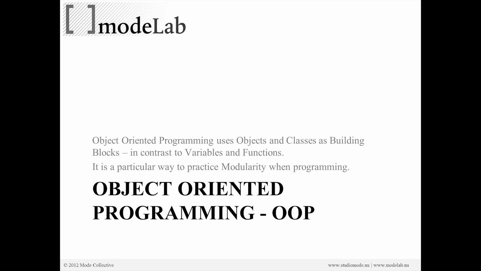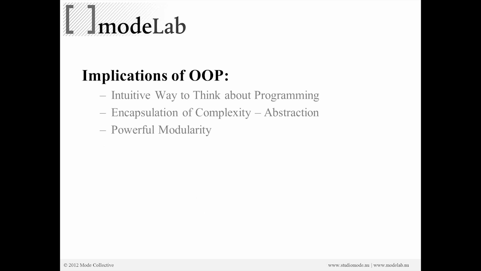If we needed another property for our circle, we had to write another variable. If we needed it to do something else, we would have to write another function, right? Classes in object-oriented programming, objects and classes are what you use as your building blocks, as opposed to variables and functions, right? And it's a particular way to practice that notion of modularity we were talking about when programming. So really, it's an approach to programming that allows us to take advantage of some key implications, right?